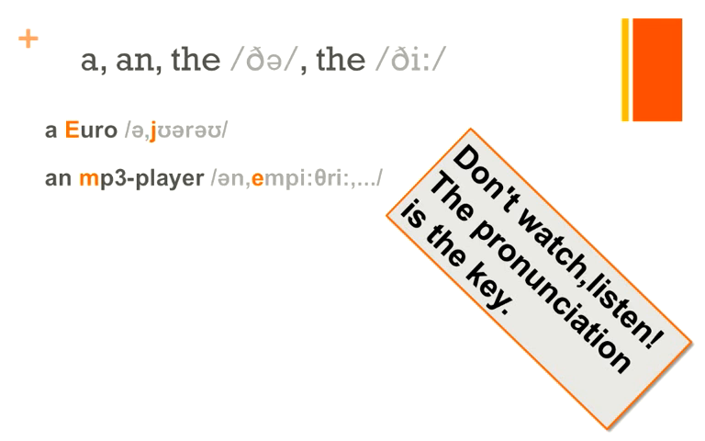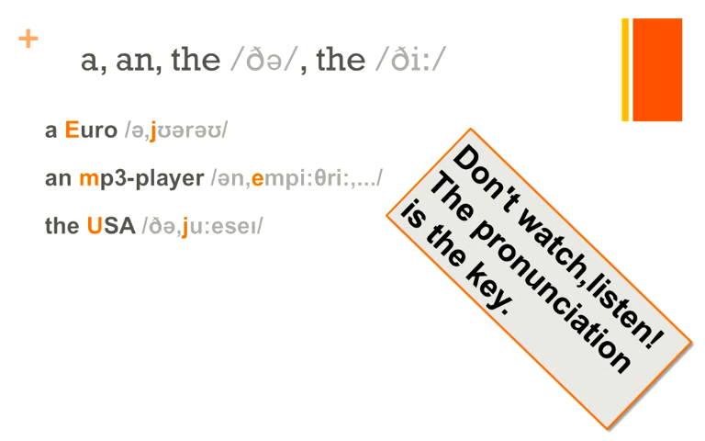Then we have an MP3 player. Same thing again. Listen to the word when you pronounce it. MP3 player. The first sound that comes out of your mouth is not the M, it's "em". It's like the E in front of the M. So when you pronounce the word, it actually starts with a vowel, and this is why it's an MP3 player. You know how it works now.